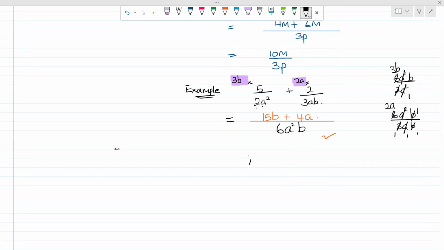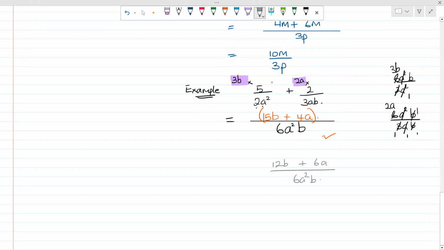Why can't there be cancellation? Very good question. In order to cancel, we can only cancel when things are multiplying, not when you have an entire expression like this. Now, if we could have simplified this further, let's make up something here. Let's just say that I ended up with 12b plus 6a on top, and this was over 6a squared b.